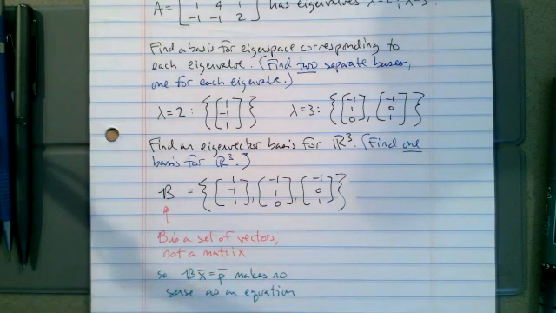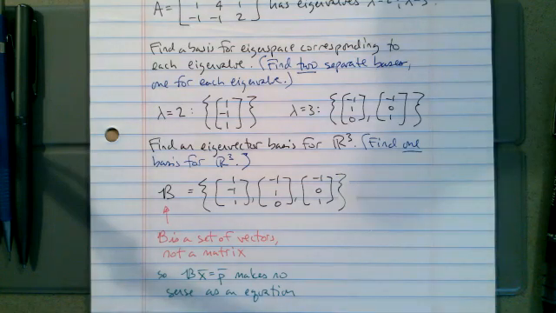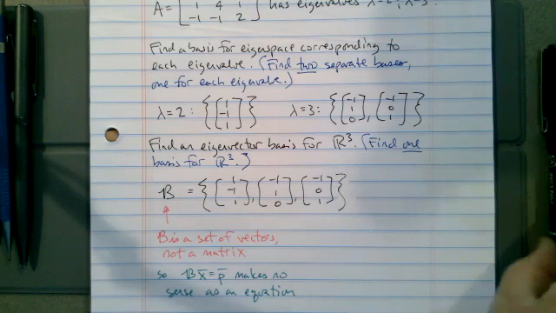And if the only difference between your variables is that one is italicized and one is not, that would be a very poor way to communicate your ideas. So in this case, B is a set of vectors.